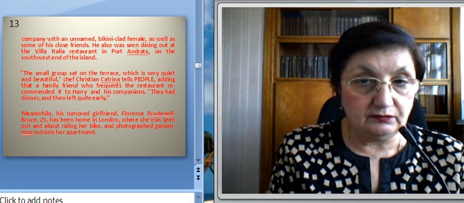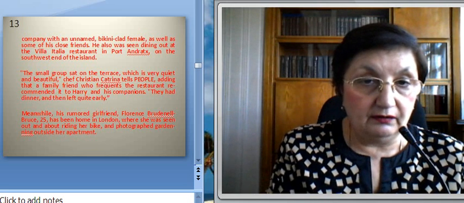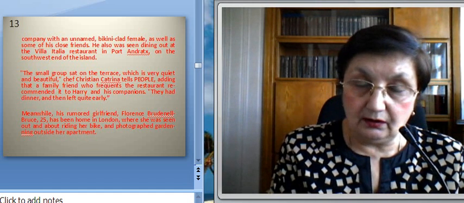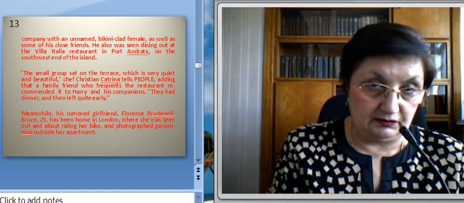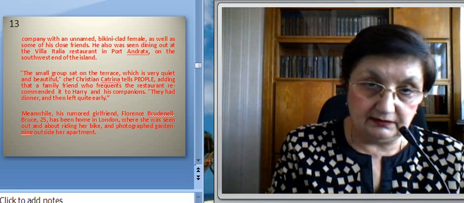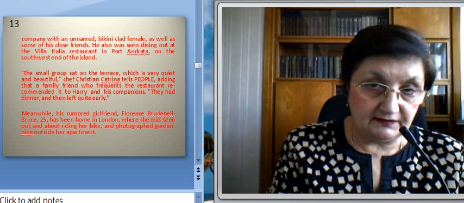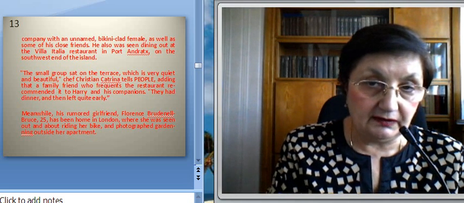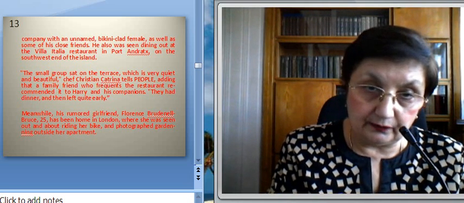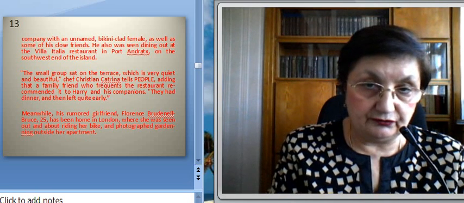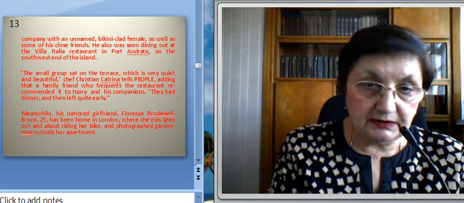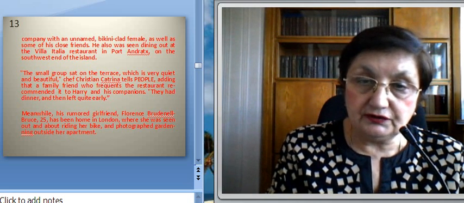The small group sat on the terrace, which is very quiet and beautiful, chef Christian Catrina tells People, adding that a family friend who frequents the restaurant recommended it to Harry and his companions, and they had dinner and then left quite early. Meanwhile, his rumored girlfriend, Florence Brudenell-Bruce, 25, has been home in London, where she was seen out and about riding her bike and photographed gardening outside her apartment.